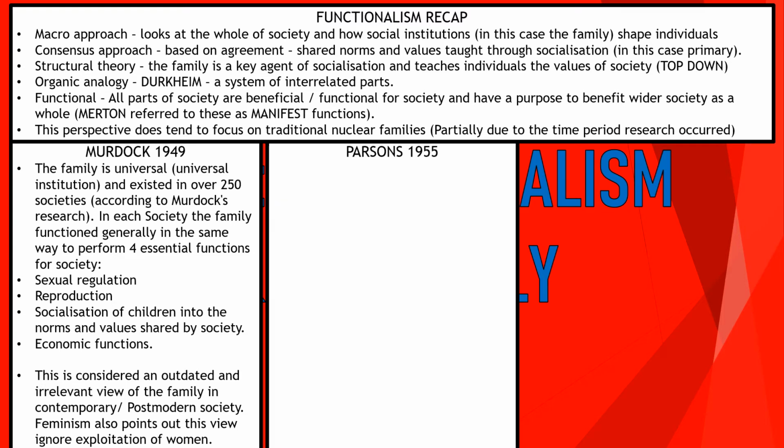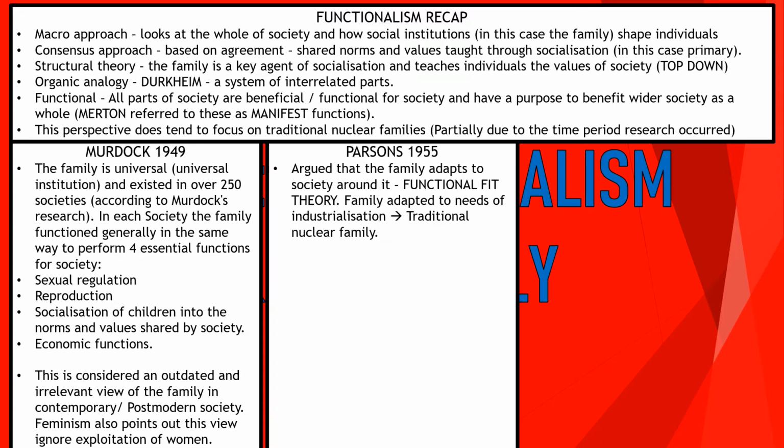Now, Parsons had quite a lot to say. So he argued that the family adapted to society around it. This was his theory of functional fit, and it adapted to the needs of industrial society. So we saw the change from large extended families living in rural areas to traditional nuclear families. Now, these families, because they were small, because they were nuclear, because they'd functionally fit to the society around them, they were geographically mobile. There was greater social mobility for these families to move up and down the class system.